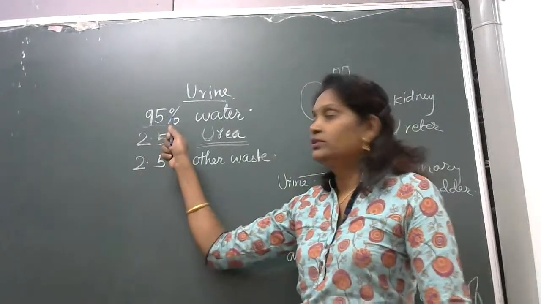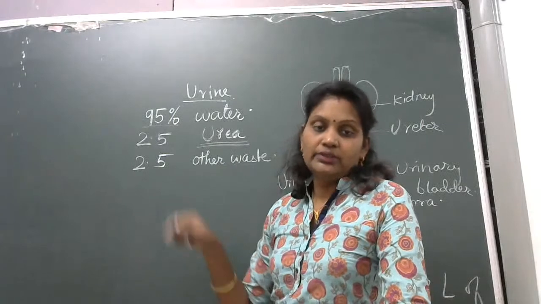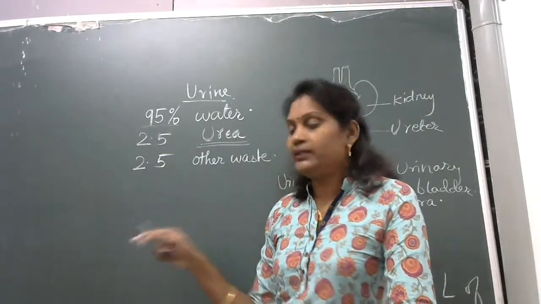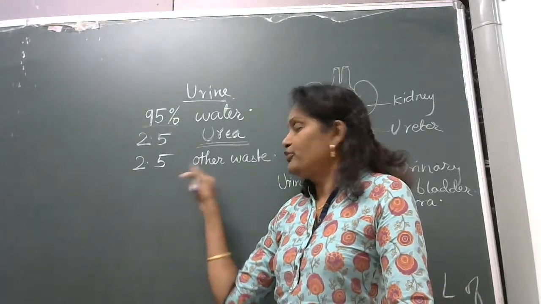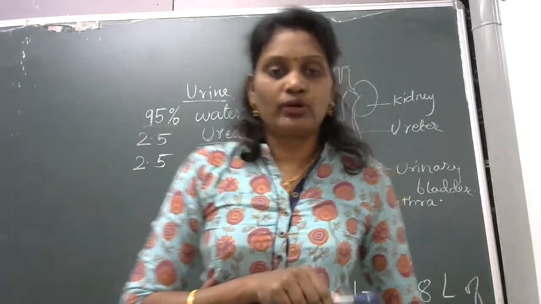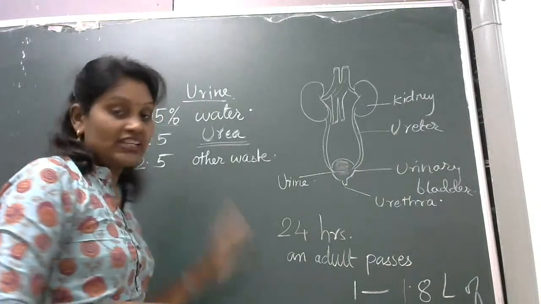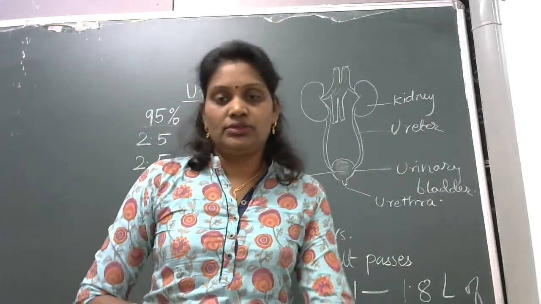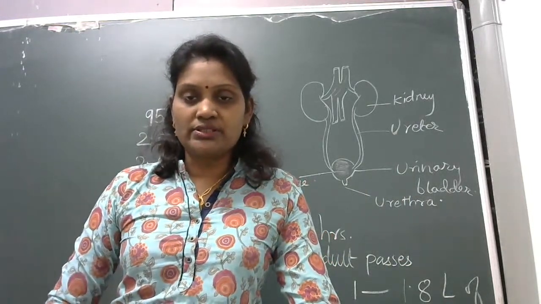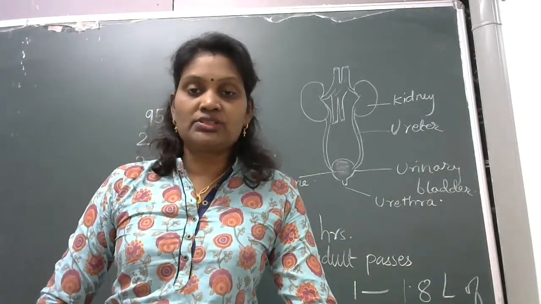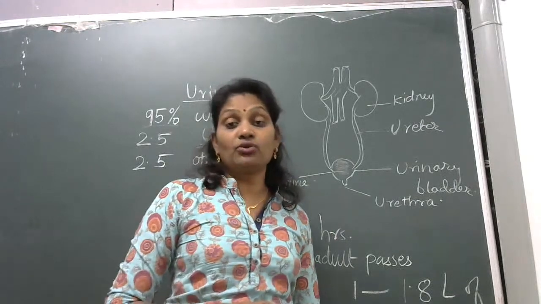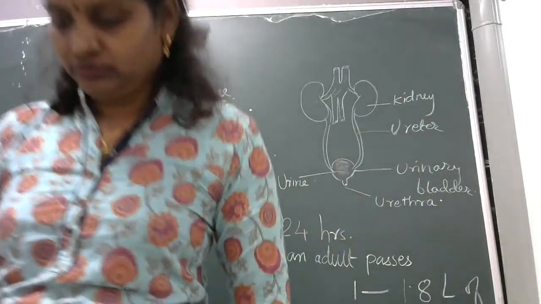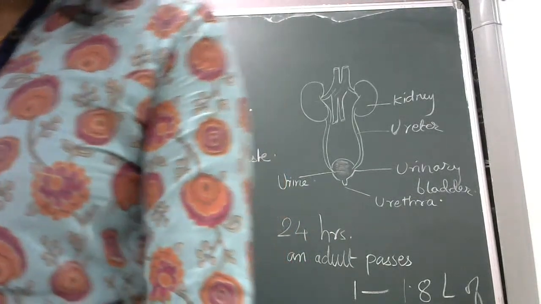You can see in urine 95% is water only, 2.5% is urea, and 2.5% is other waste products. So have you understood, students? Is it clear to all now? Excretory system is clear to all? Okay.